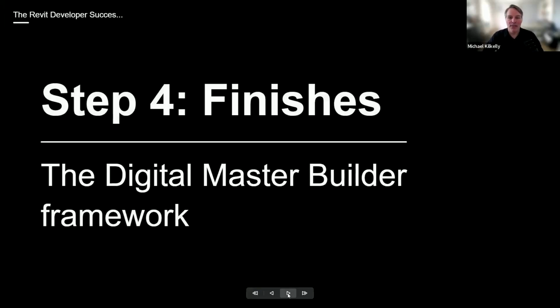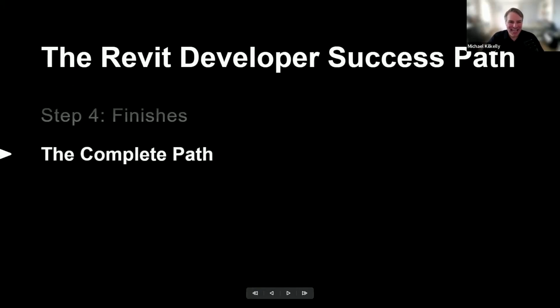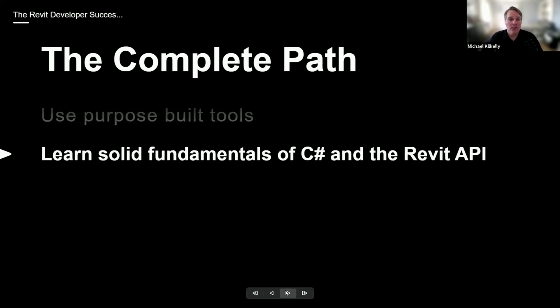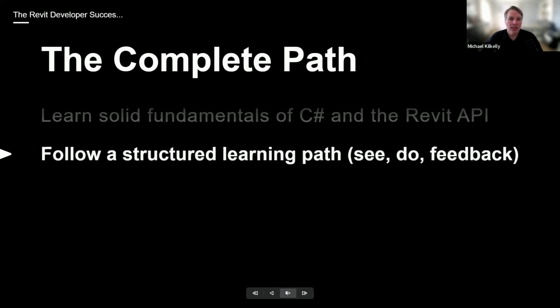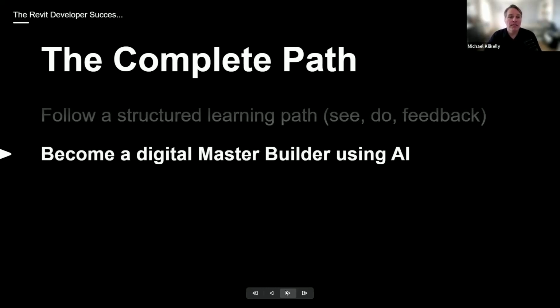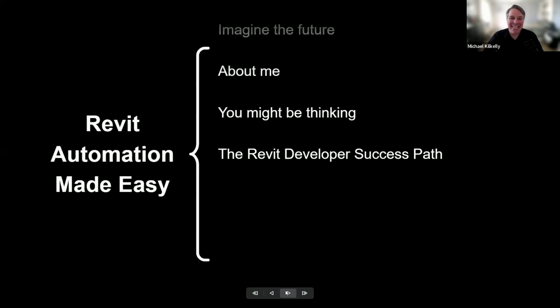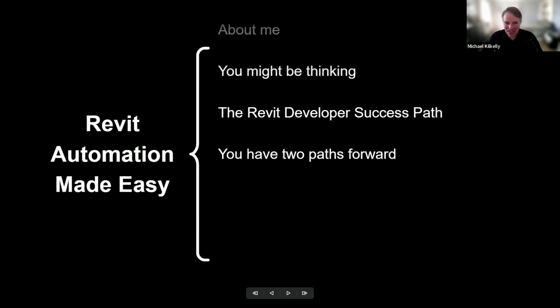So those are our steps of the digital master builder. So the complete path, when you look at it, this is what I call the Revit developer success path. So you want to use purpose-built tools, learn solid fundamentals of C# and the Revit API, follow a structured learning path, especially one that uses the see-do feedback framework, and then become a digital master builder using AI, essentially following that sequence. And that, again, is the Revit developer success path, at least as far as I see it. So now at this point, we're getting to the end here.